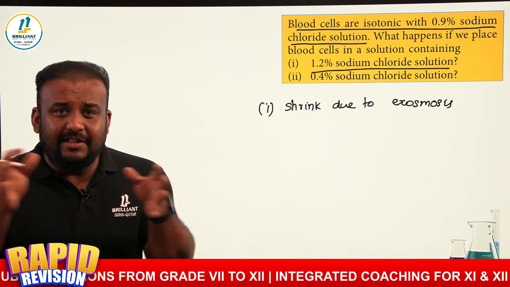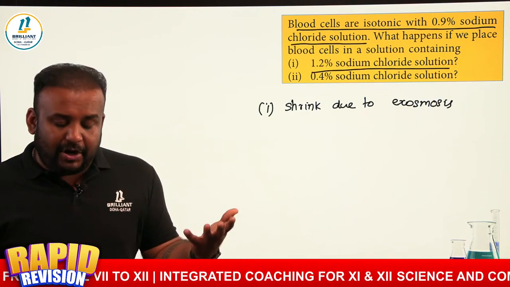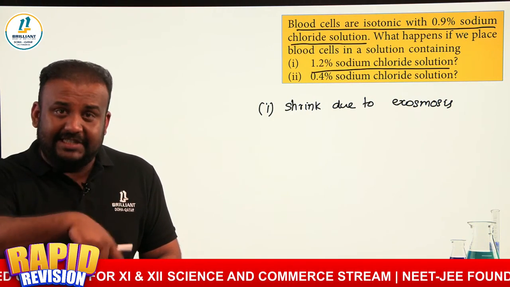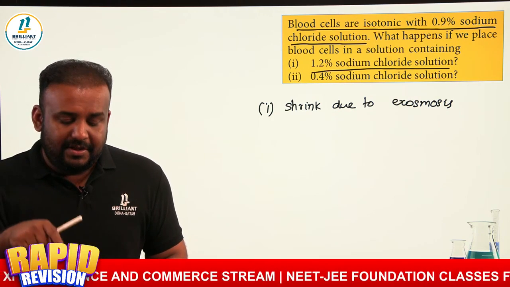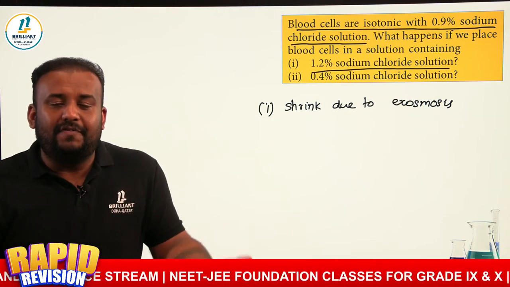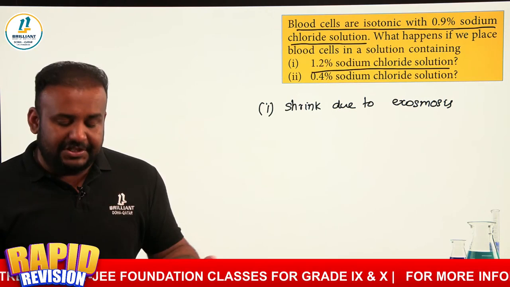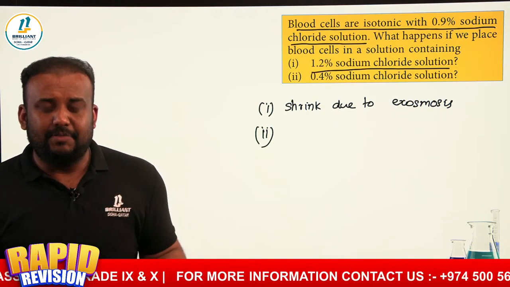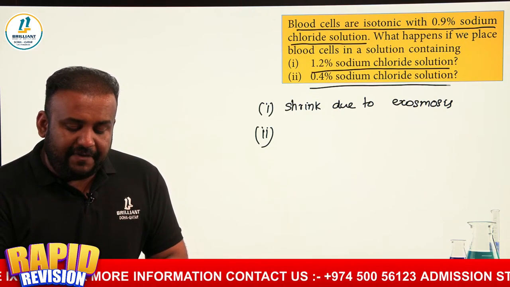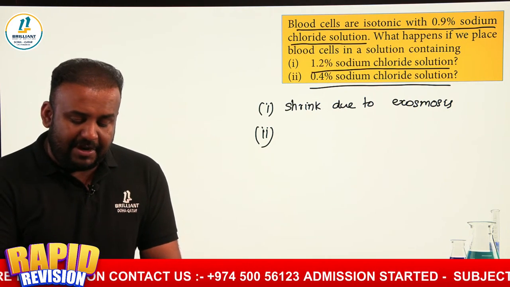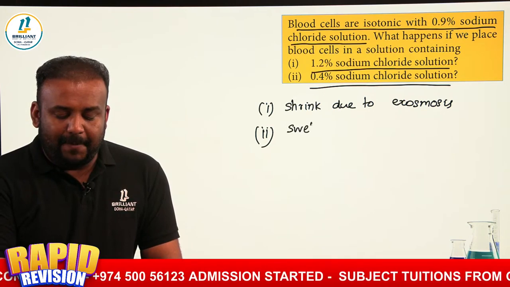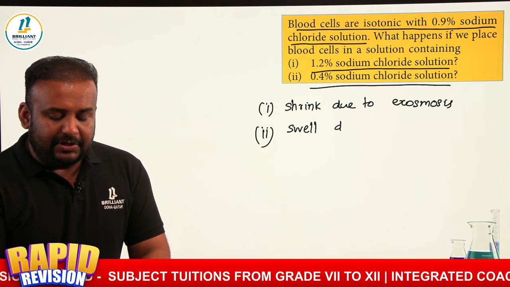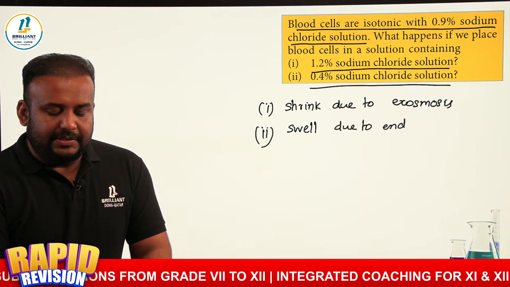Are you all able to relate the theory that we just learnt? 1.2% sodium chloride is hypertonic, whereas blood cell will be hypotonic. Yes, so water will get out of the blood cells and that causes shrinkage of the blood cells, which we call as exosmosis. Now tell me, 0.4% sodium chloride solution, what will happen? The opposite will happen, isn't it? It will swell because of endosmosis.